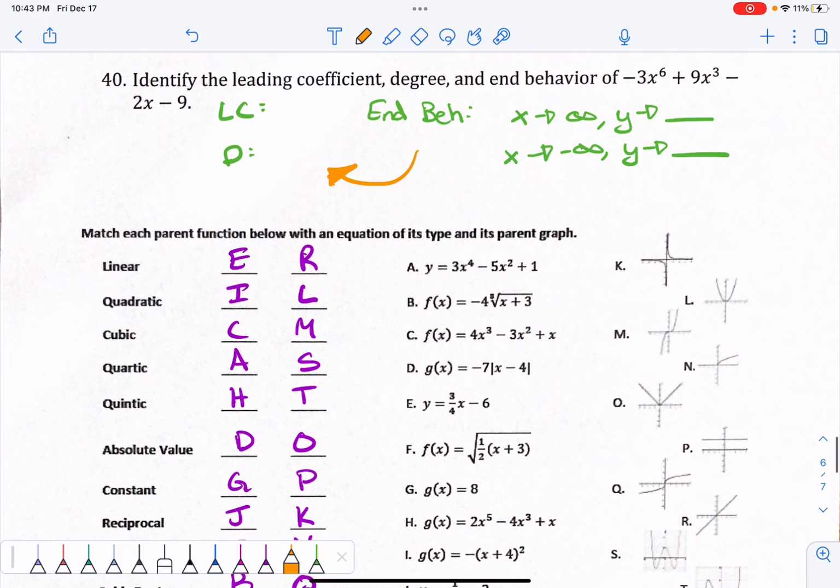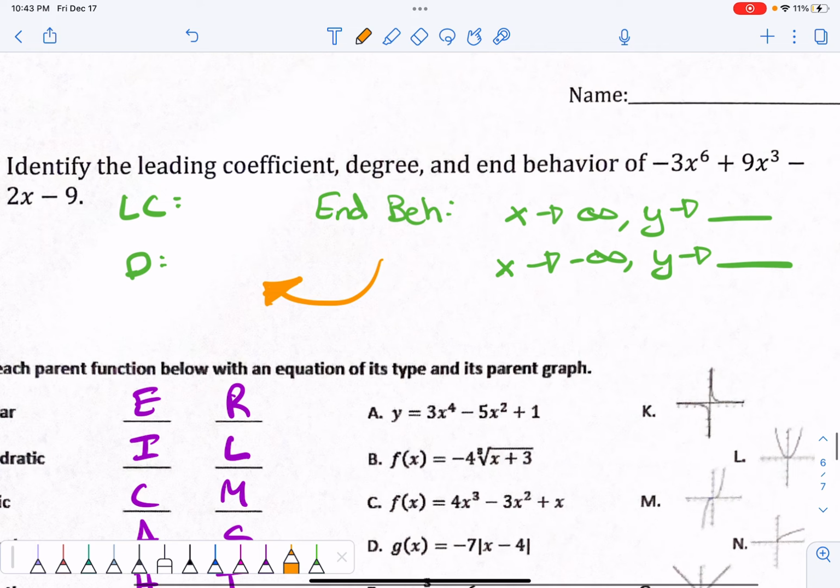So the degree is not always the first exponent that you see. It is the highest one. So we have 6 as an exponent here. This is 3. This is an exponent of 1, okay? So we go with the highest one, which is 6, okay? And then the leading coefficient is the number that's in front of the highest exponent. So since we chose 6 to be the highest one, negative 3 is the leading coefficient, okay?